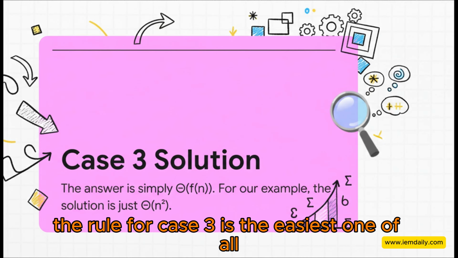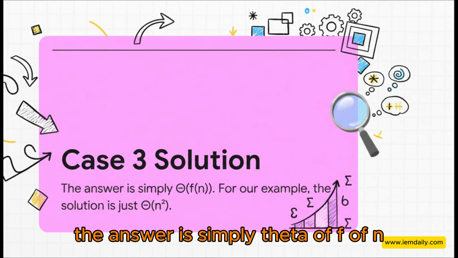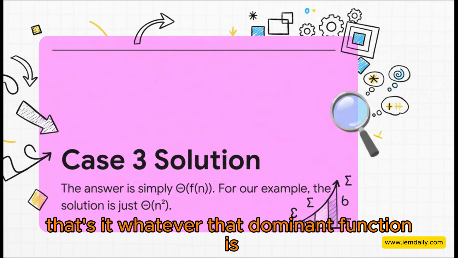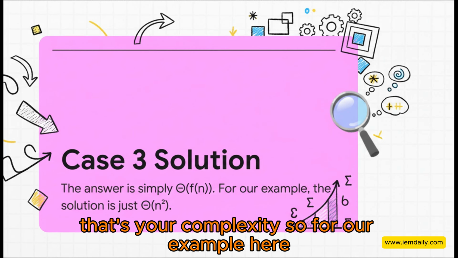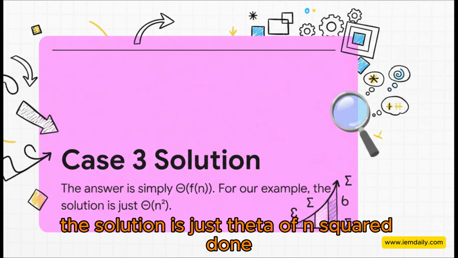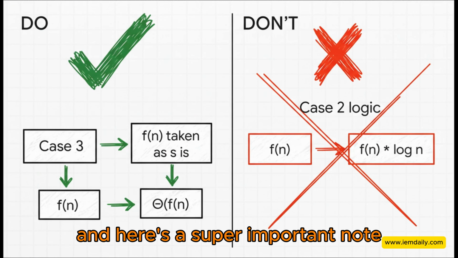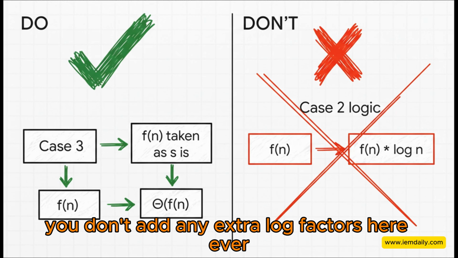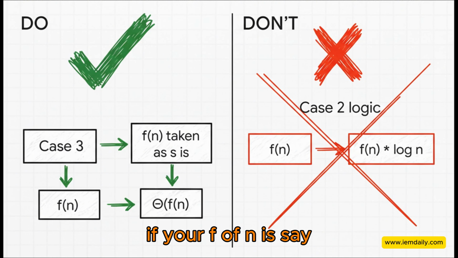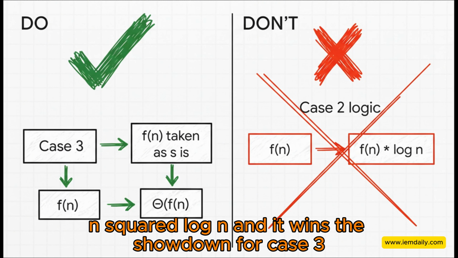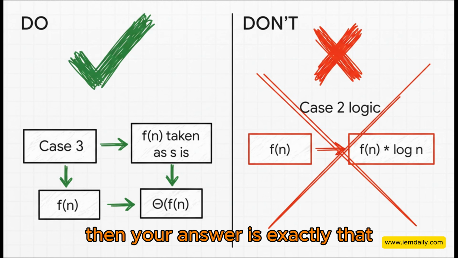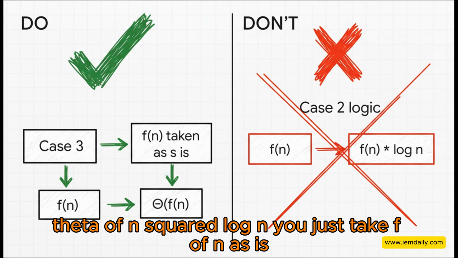And you know what? The rule for case 3 is the easiest one of all. The answer is simply Theta of f(n). That's it. Whatever that dominant function is, that's your complexity. So for our example here, the solution is just Theta of n squared. Done. And here's a super important note. Unlike case 2, you don't add any extra log factors here, ever. If your f(n) is, say, n squared log n, and it wins the showdown for case 3, then your answer is exactly that, Theta of n squared log n. You just take f(n) as is.